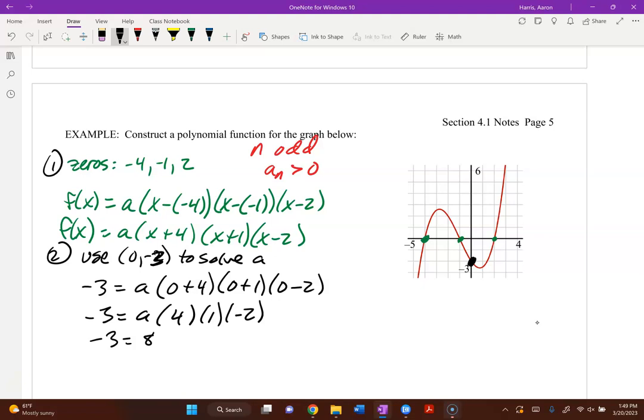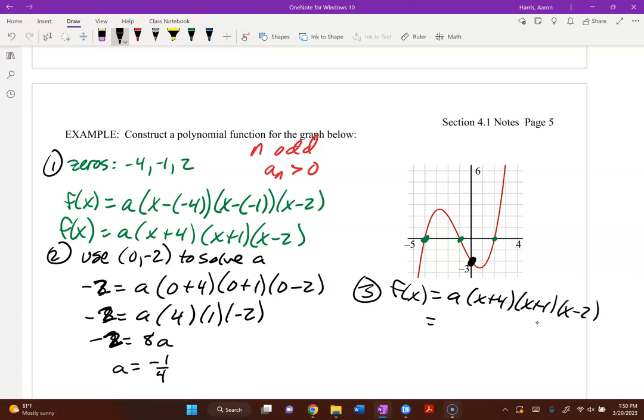Oh my gosh. Whoops. That's not 0. That's -2. I'm sorry, you guys. -2. Sorry about that. So our a ends up being -2/8 or -1/4. Now we can write the equation. F of x equals a, x plus 4, x plus 1, x minus 2. So I got -1/4, the rest of this. And that's it. There's our function.